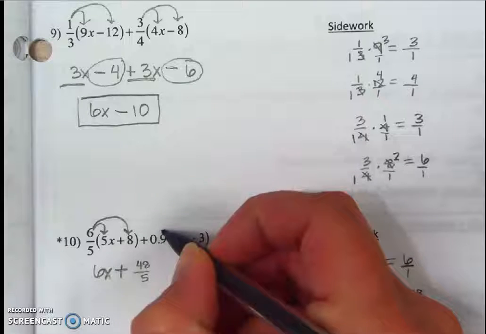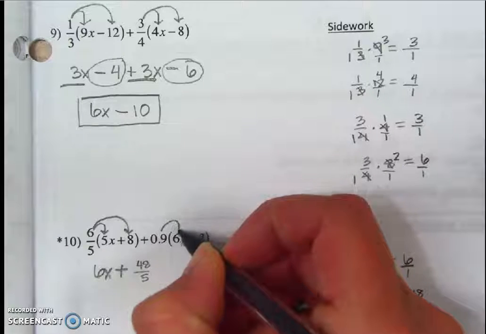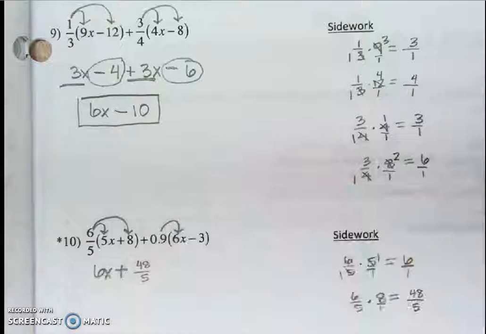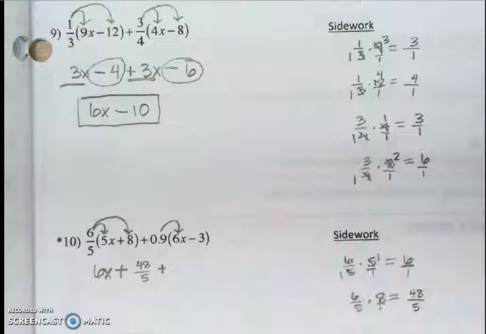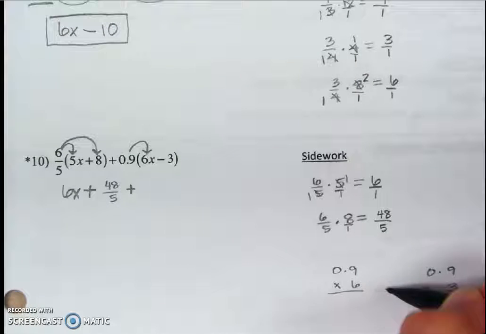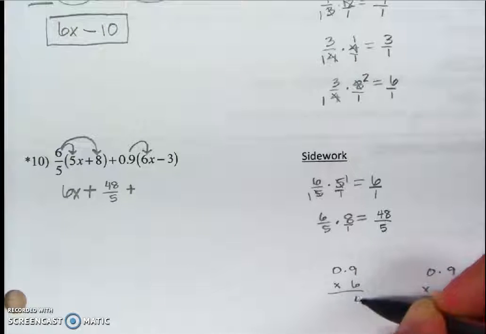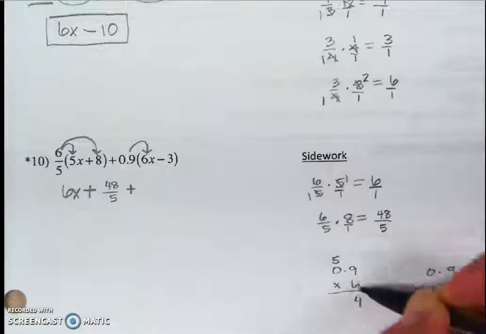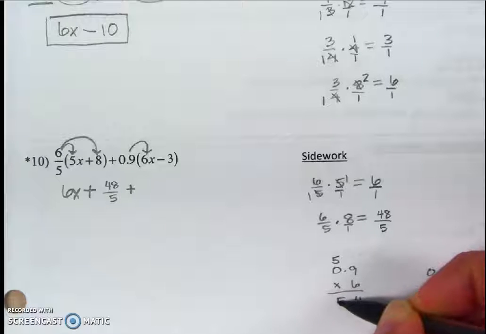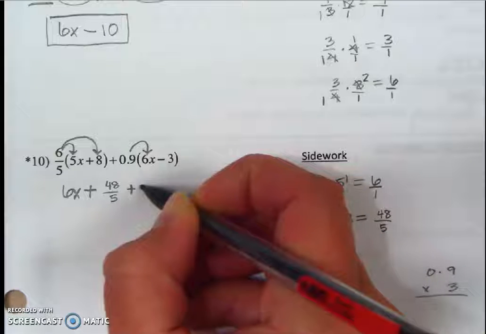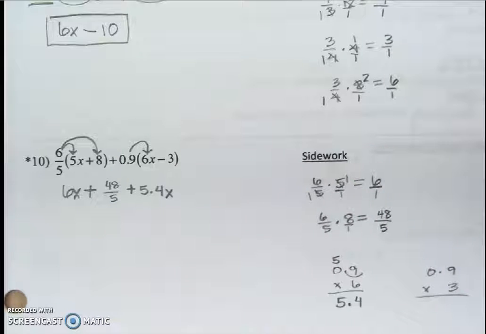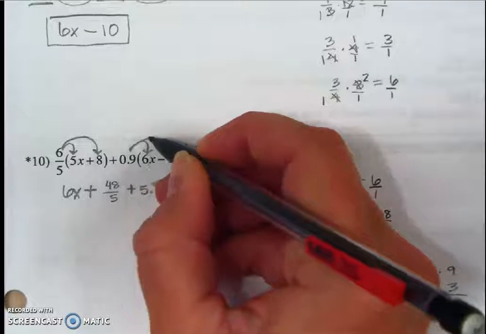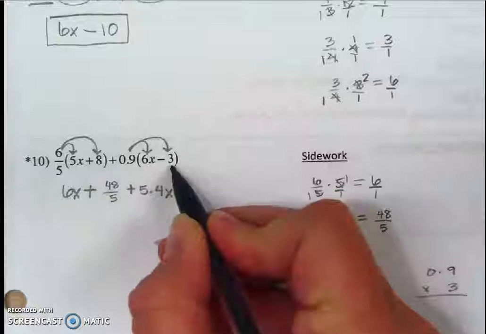Up next, I'm going to distribute a positive 0.9 to a positive 6. I know my answer is going to be positive, so I'm going to write a plus sign. 0.9 times 6 we need to work out. 9 times 6 is 54. Carry the 5. And 0 plus 5 is 5. Swoosh and swoosh. And so we get 5.4 has the x.